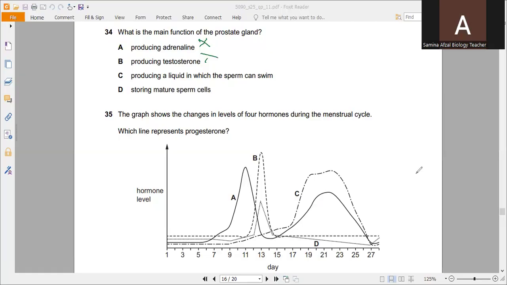Producing a liquid in which the sperms can swim. Yes, so C is the correct option. This liquid, produced by the prostate gland, mixes with the sperm cells to form semen. It provides a medium for sperm motility and contains nutrients that nourish the sperm. Storing mature sperm cells, no. The mature sperms are stored in the epididymis, not in the prostate. So C is the correct option.